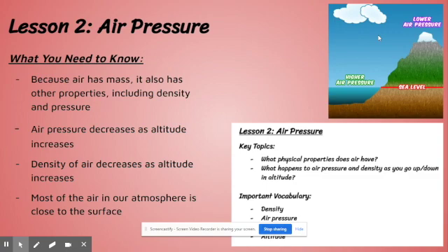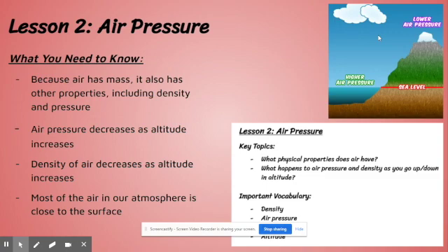In lesson two, we talked about air pressure. The key topics for this lesson were what physical properties air has, and what happens to air pressure and air density as you go up and down in altitude. Some important vocabulary for this lesson was density, air pressure, barometer, and altitude. So what do you absolutely need to know from this lesson for the test?